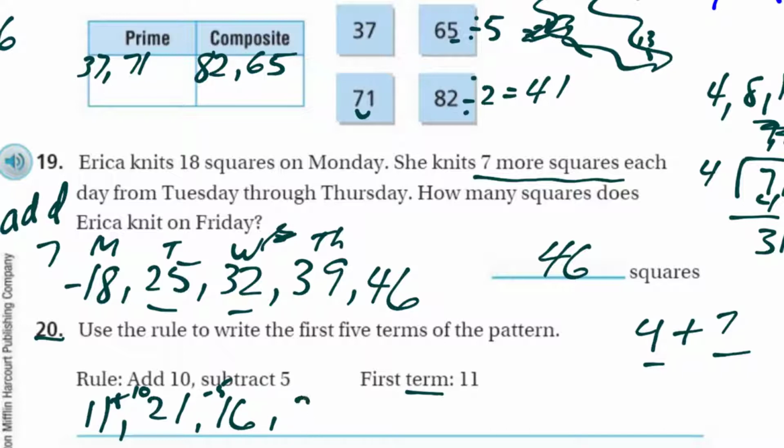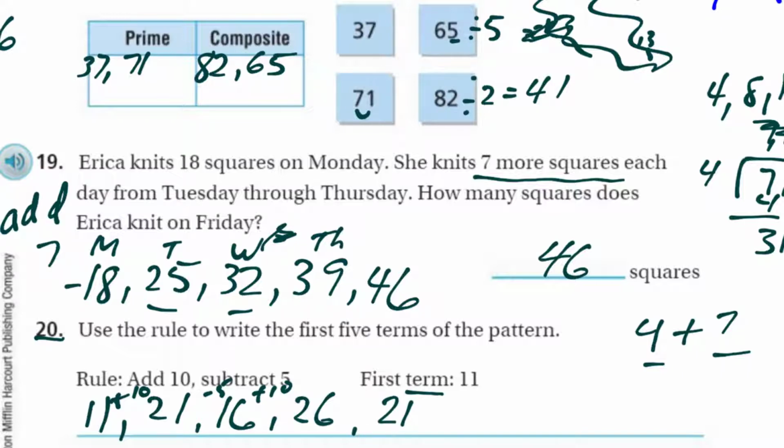I need to add 10. That's 26. Adding 10 here. Okay, there's 4 terms. I need to do one more. And so I'm going to subtract 5. So I'm going to get 21. Well, that brought me back to that term again. Added 10, 26. Yep, well, it makes sense for me following my little pattern.